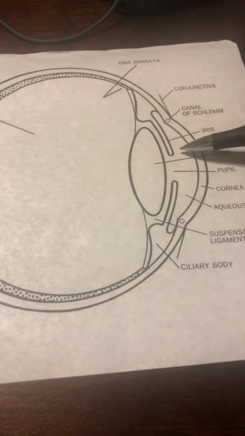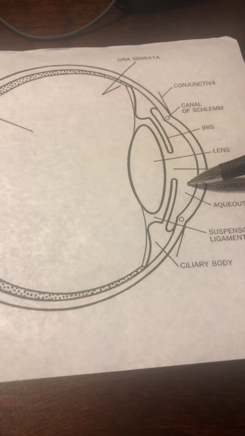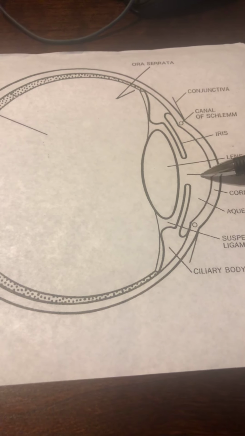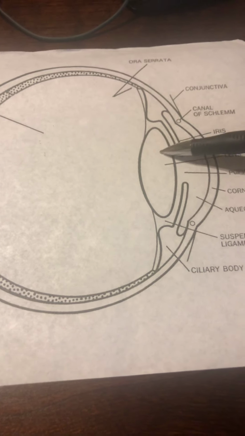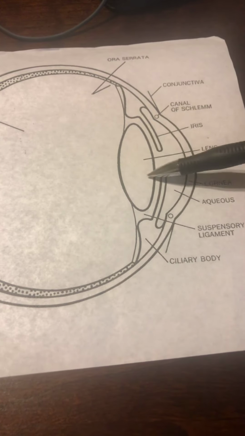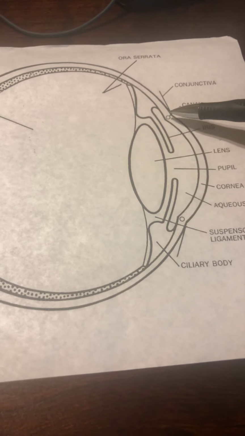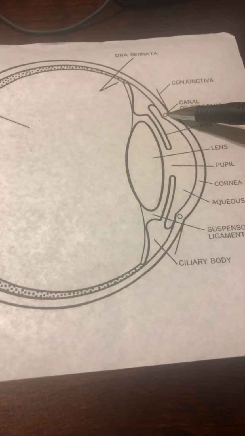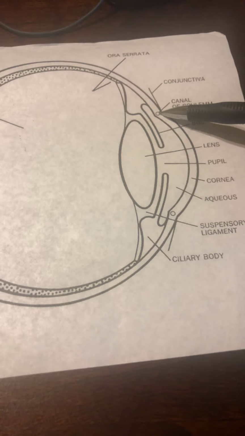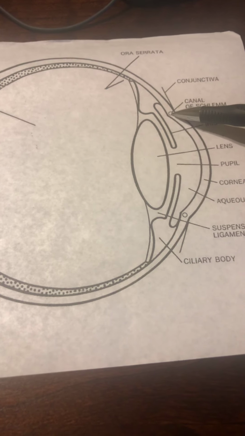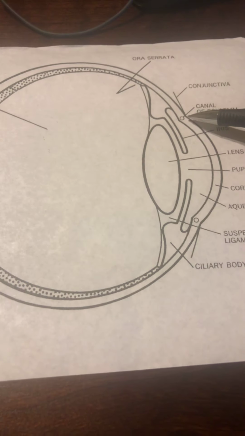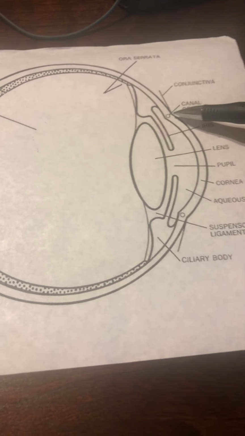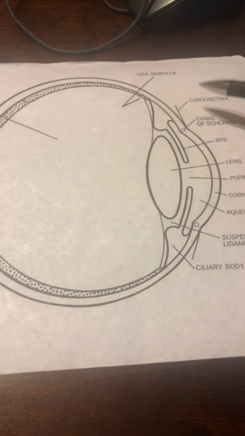And next, moving here, is the aqueous. And this is produced in the ciliary body, and it pretty much flows to nourish the lens here. And moving up a little bit, the spot here is the canal of Schlemm, and it's pretty much a collection canal that delivers the aqueous to the venous system of the body, right here.